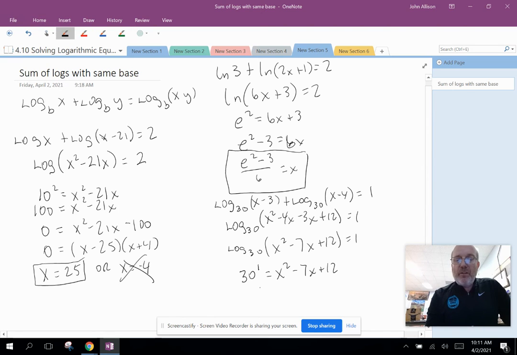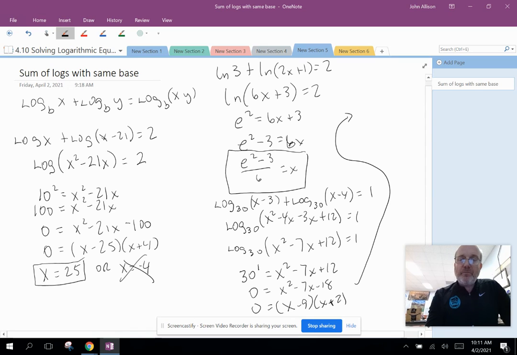If I subtract 30 from both sides, I get 0 equals x squared minus 7x minus 18. This is factorable. I can do x minus 9 times x plus 2. Negative 9 and 2 multiply to make negative 18 and add to make negative 7. This tells me, we'll come up here now where I have a little room, x equals 9, or x equals negative 2.